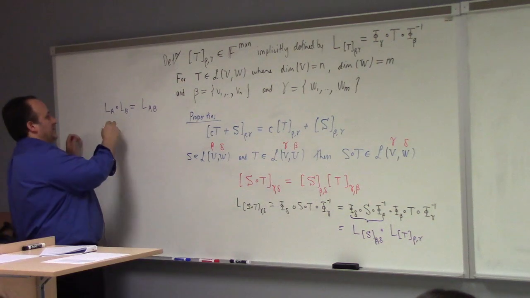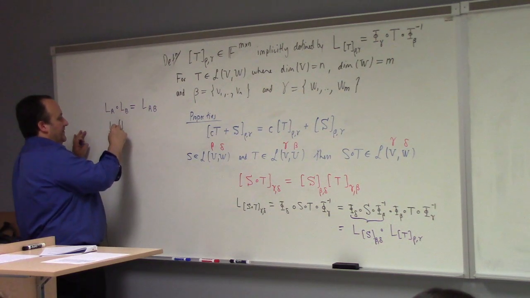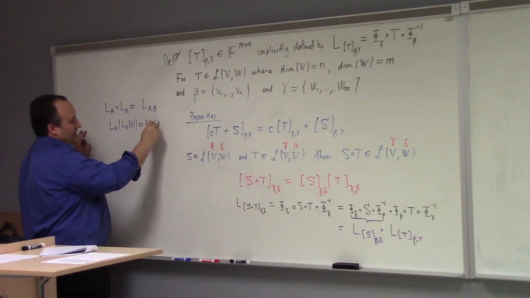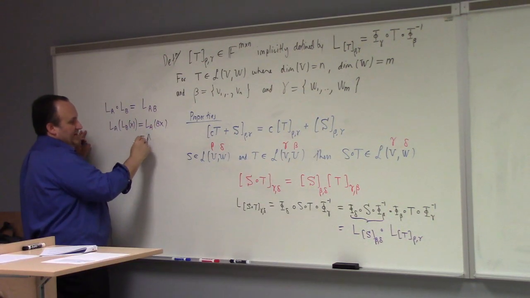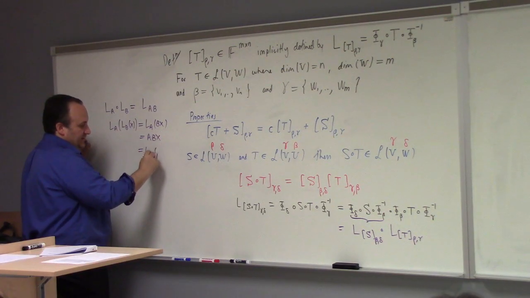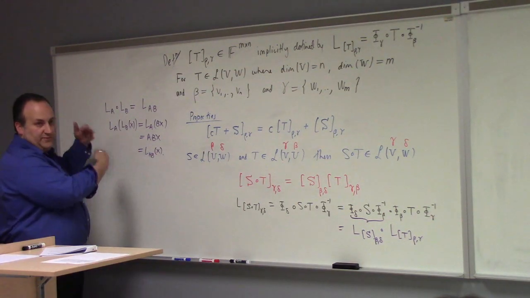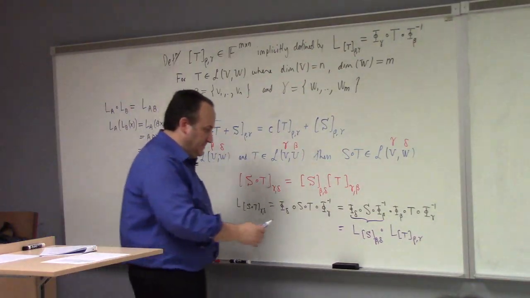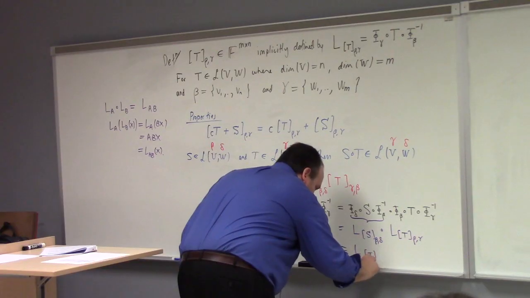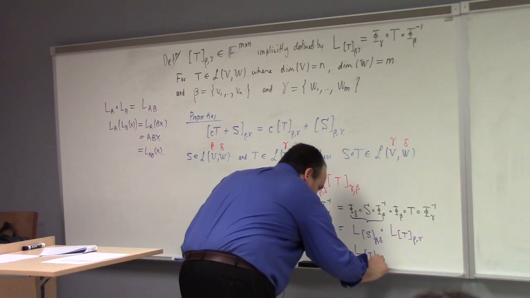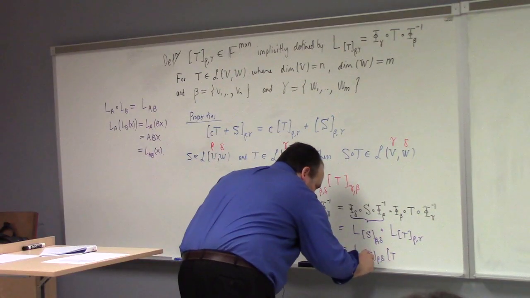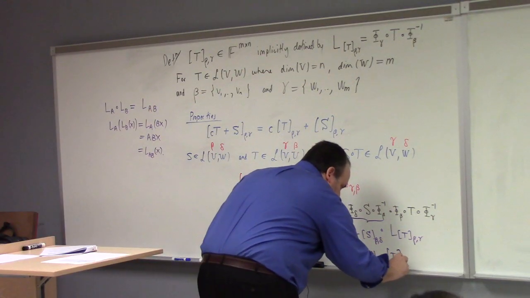Right? If we do L_A of L_B of X, that's equal to L_A of BX, which is equal to ABX, which is equal to L of AB times X. And that holds for all X. So it's an identity, you see, that this is the left multiplication by the product of these matrices, namely S beta delta and T beta gamma.